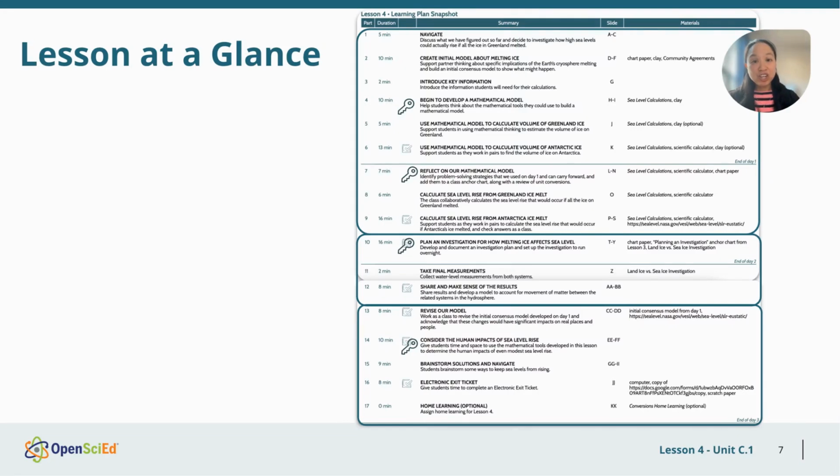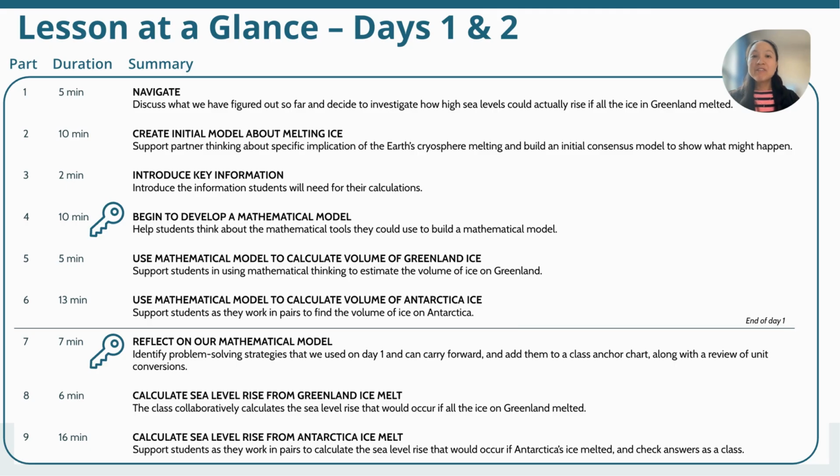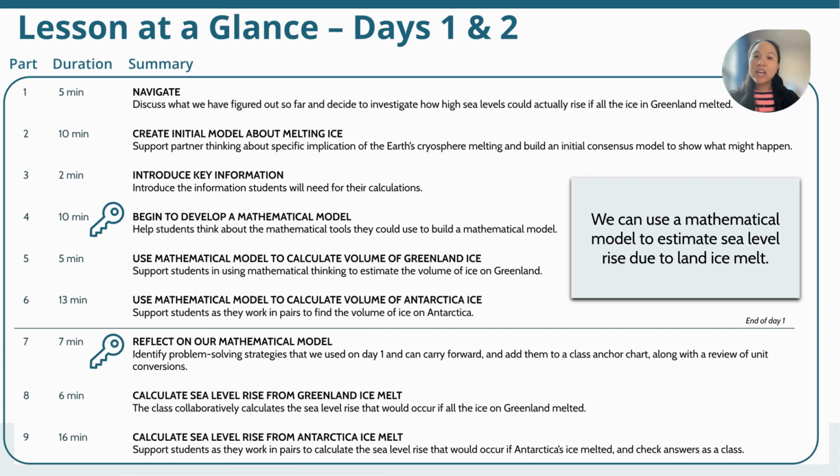There are three lesson chunks in this lesson. Let's see what is happening in each lesson chunk. In the first lesson chunk, students are given key information to calculate the estimated sea level rise due to Greenland and Antarctica ice melting separately. At the end of Lesson 3, they look at the NASA sea level rise simulation and wonder why NASA scientists did not include Arctic sea ice melting.